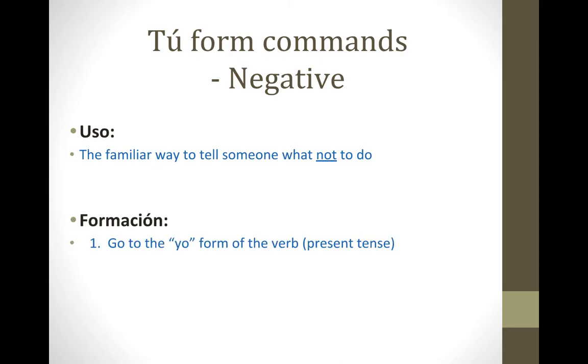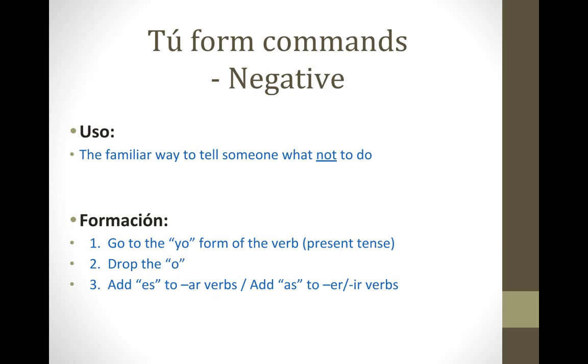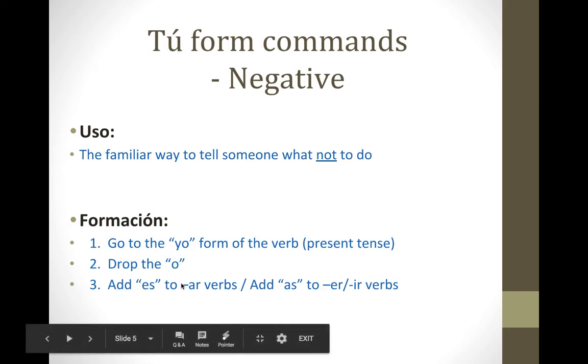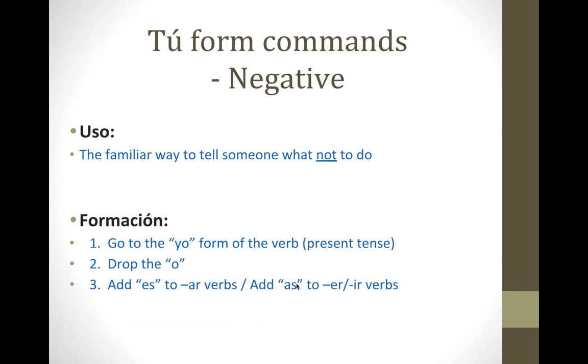Okay, step 1, we need to go to the yo form of the verb in present tense. Step 2, you're going to drop the o. Step 3, you're going to add the opposite tú-form ending. Okay, so what do I mean by that? You add an es to an AR verb and an as to an ER or IR verb, and then you put a no in front.